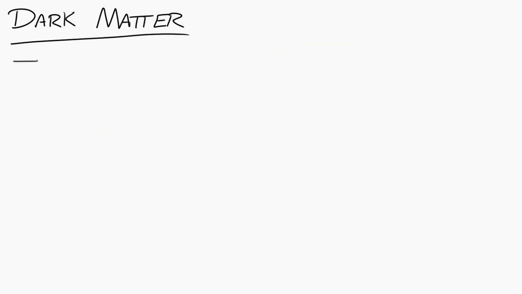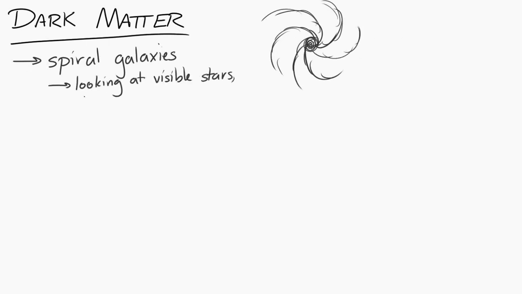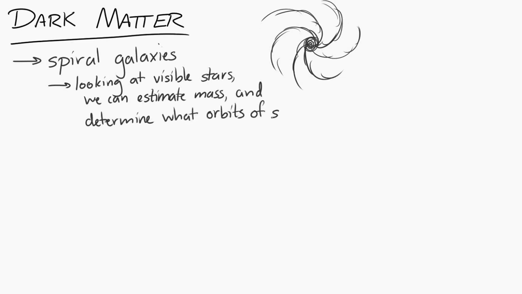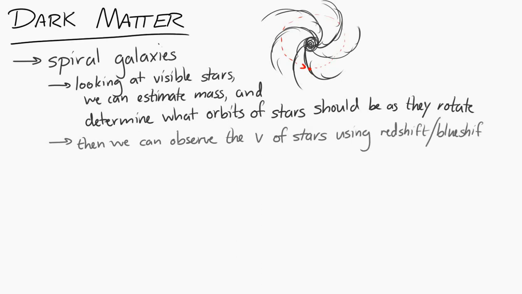The story of dark matter starts with spiral galaxies. If we just look at the visible stars in spiral galaxies, we can determine approximately how much mass is there, and then we can determine what the velocity of the stars should be as they rotate around in these spiral galaxies. But then we can also observe what the actual velocities of the stars are in these spiral galaxies by observing redshift and blueshift. So if we do that, this is what we find.